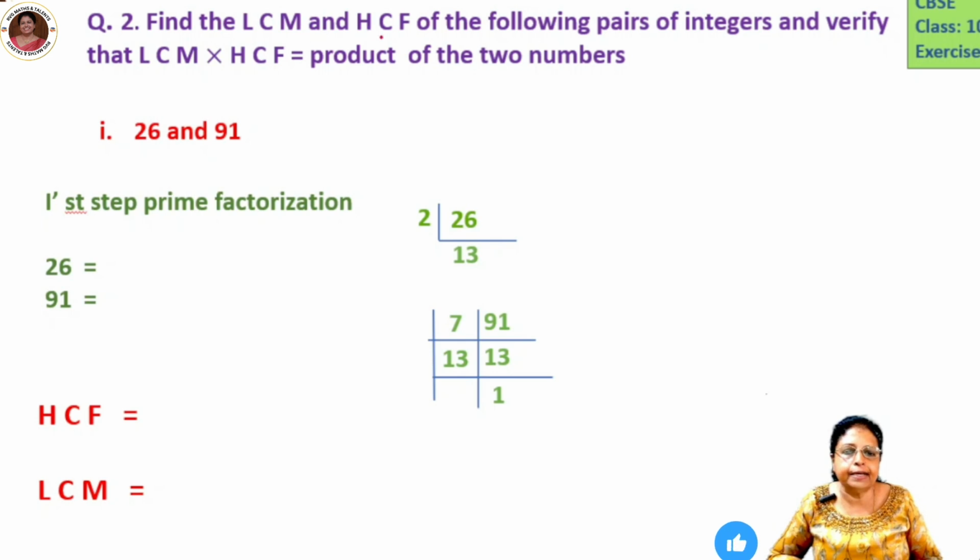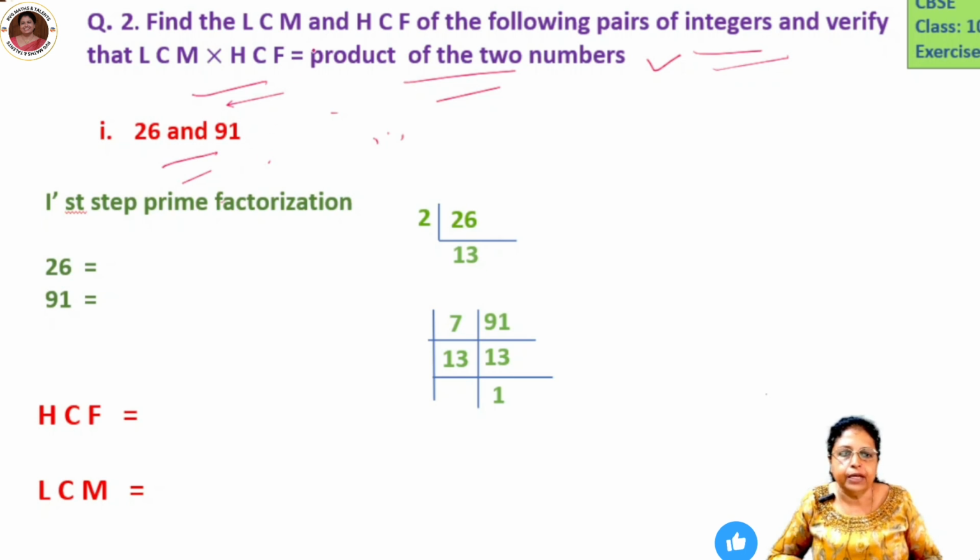Find the LCM and HCF of the following pairs of integers and verify LCM times HCF equal to product of the two numbers. We have studied this relation. Do you remember that? Okay. So here we have to find out LCM and HCF, and then you have to verify whether it is true or false. Okay. So the first question is 26 and 91.